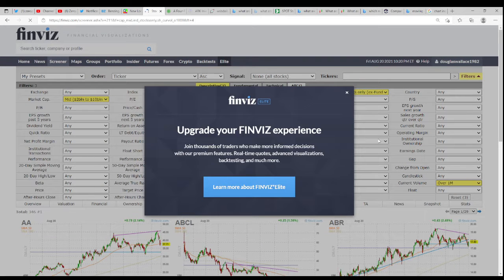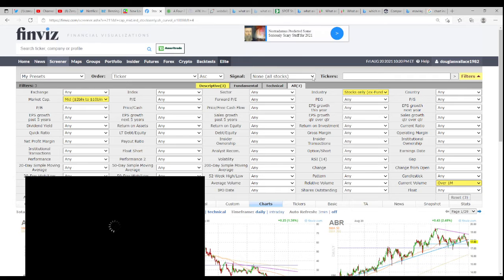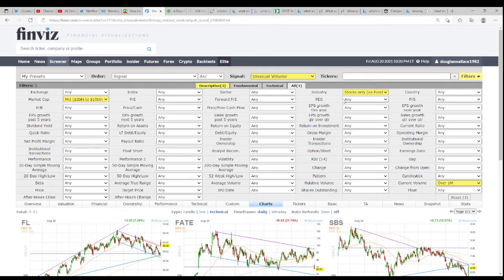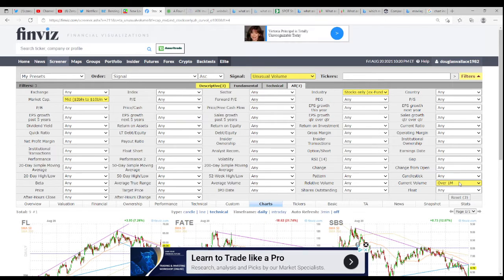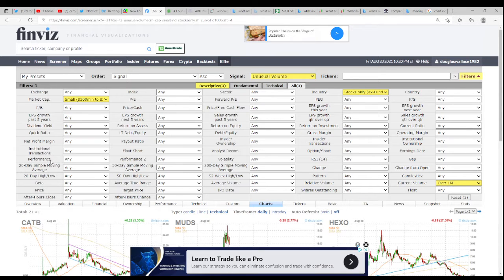So the first thing you want to do on this one is go to signal, and you want to put it to unusual volume. Then you want to put it on stocks only, and you want to put the current volume over 1 million. You want to pick your market cap, either small or mid. I found here recently the small caps seem to be better off for day trading, so we're going to look at those first. And we're going to go to performance, and we're going to hit up today.